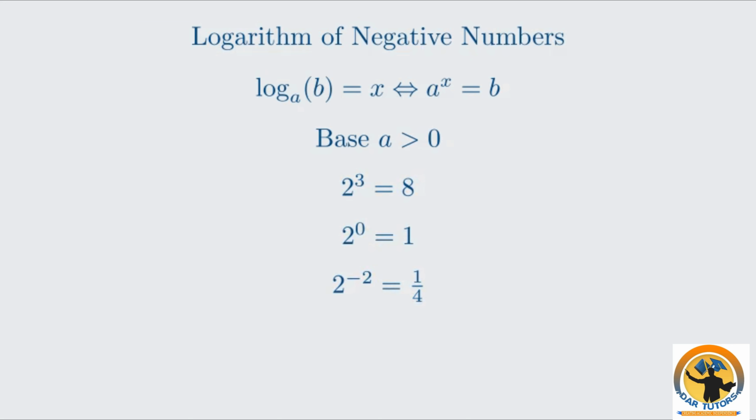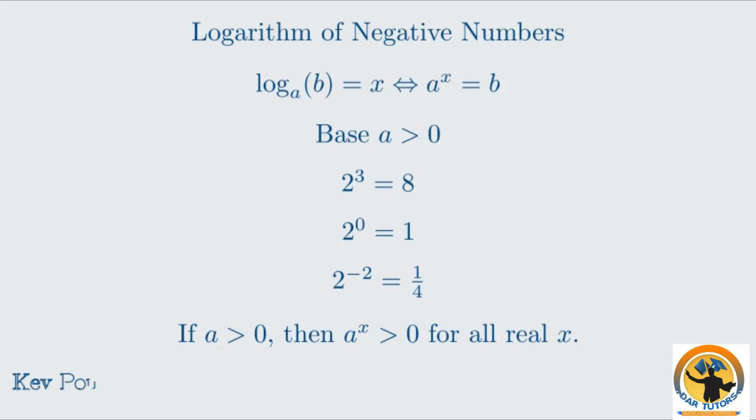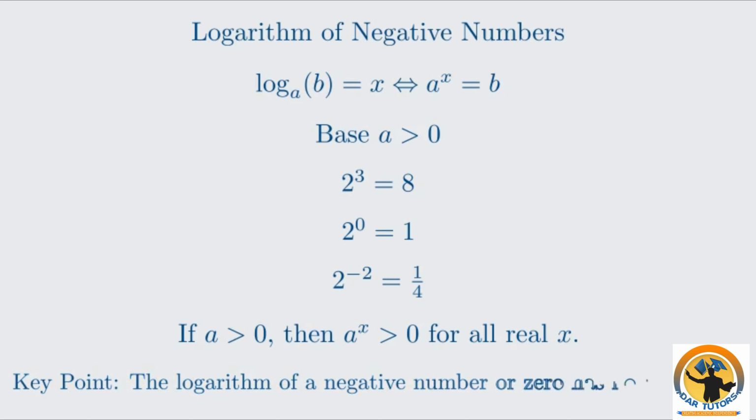This is a general rule. A positive number raised to any real power will always result in a positive number. So the result, b, in our definition, must always be positive. This means that the argument of a logarithm, the number b, must always be positive. You cannot take the logarithm of a negative number or 0 and get a real answer. Therefore, the logarithm of a negative number or 0 has no real value. This is a critical point to remember, especially when solving equations, as it can help you identify and discard extraneous solutions.